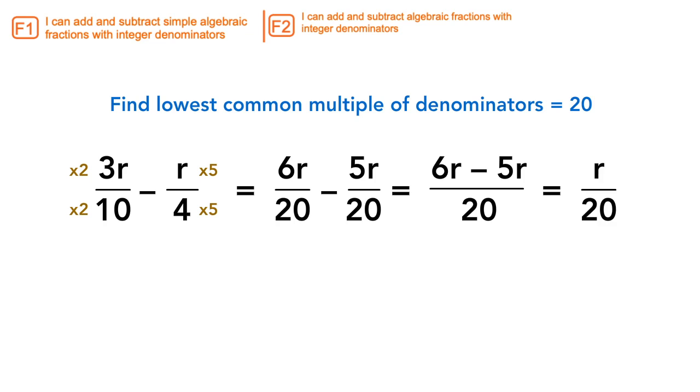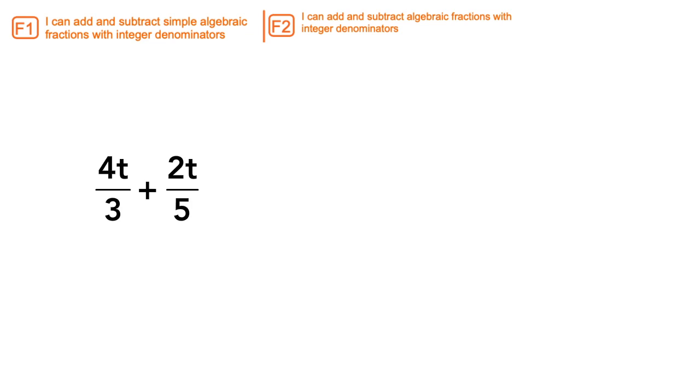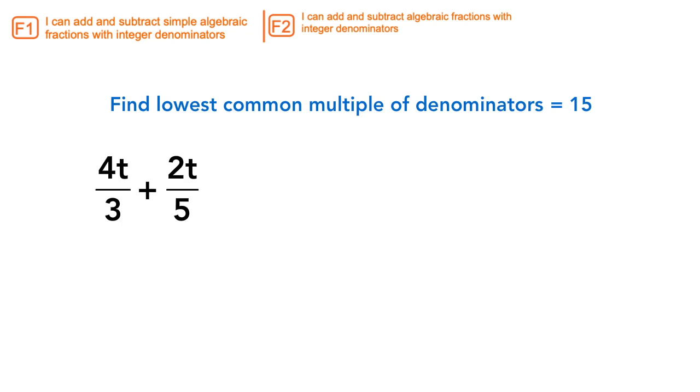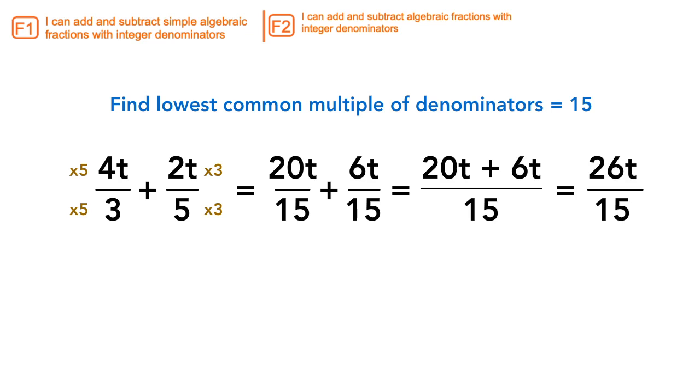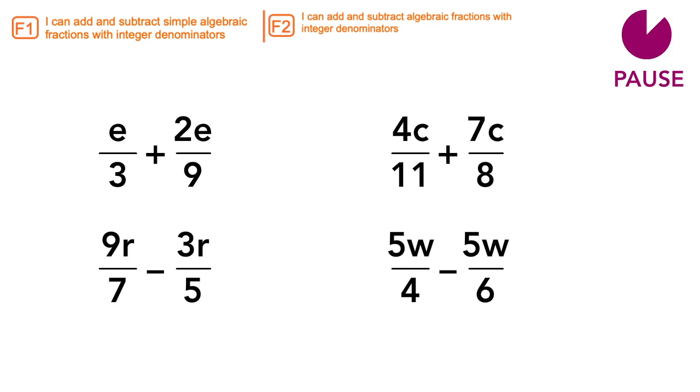Look at this question. There are no common factors of 3 and 5, which are the denominators, so the lowest common multiple is 3 times 5, which equals 15. The first fraction's numerator and denominator are multiplied by 5, and the second fraction's numerator and denominator are multiplied by 3. Now the denominators are the same, we can add the numerators. The final answer is 26 out of 15. Pause and have a go at these questions.